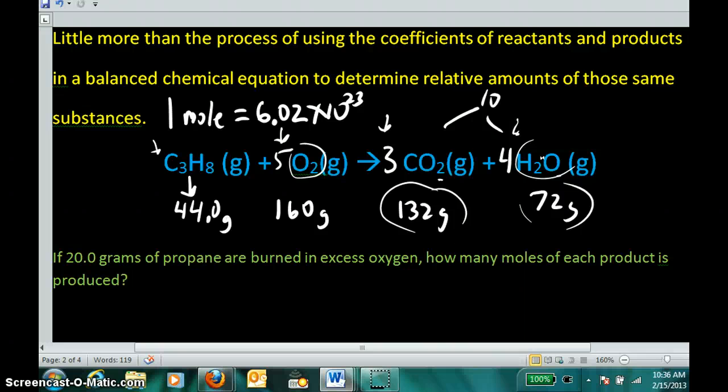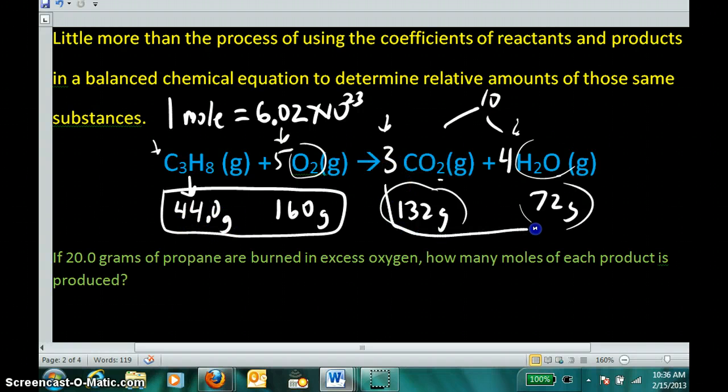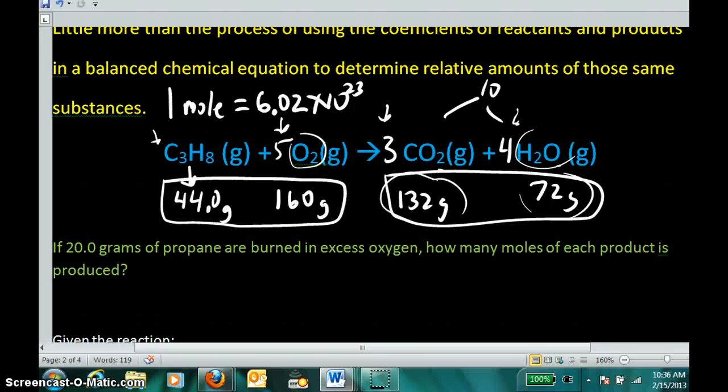And one thing that is significant before we do a problem is we do obey the law of conservation of mass, namely my 2 reactants add up to 204 grams, as do my 2 products. We don't lose any mass in the process. We just rearrange these molecules. We change them. Now, as an example problem, if we have 20 grams of propane that are burned in excess oxygen, that means you have all the oxygen you could possibly need, how many moles of each product is produced?